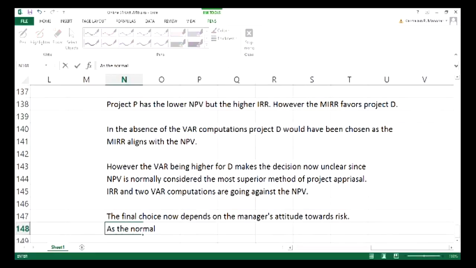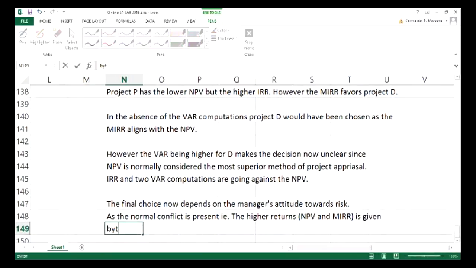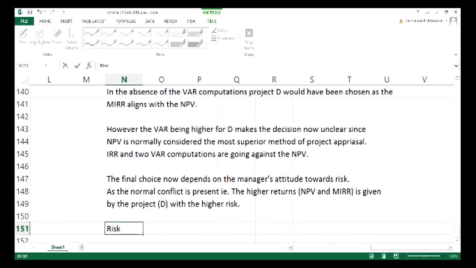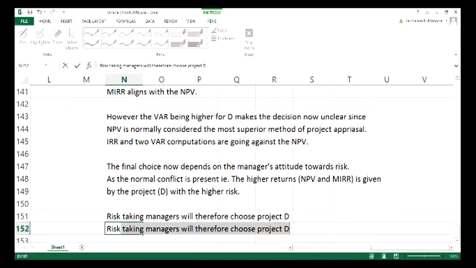As the normal conflict is present, that is higher returns and MIRR is given by project D with the higher risk, risk taking managers will therefore choose project D. Risk averse managers will therefore choose project B.